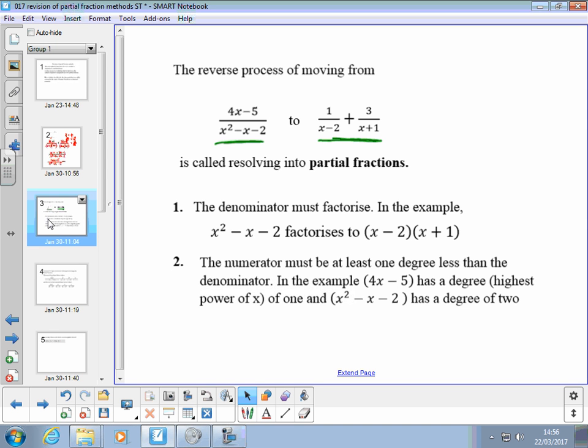Okay, so those are the conditions. So what we're doing today is that you must have a function like that to resolve it into partial fractions. If you don't have that, there are methods, but we aren't going to cover that. So we're not going to do any functions that don't have that condition.